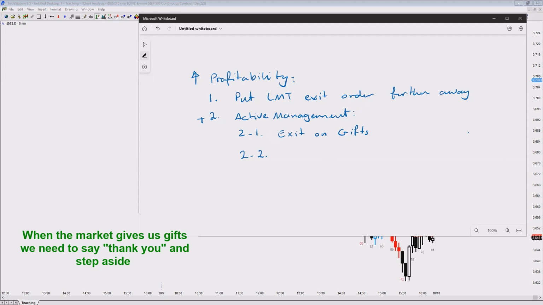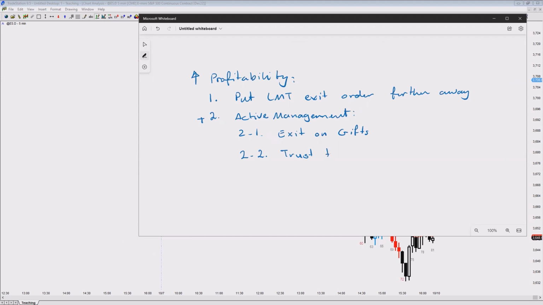And then the second one is trust the price action, because this is your primary source of information. So you react, right? React when it is necessary. When it is not necessary, you do nothing.